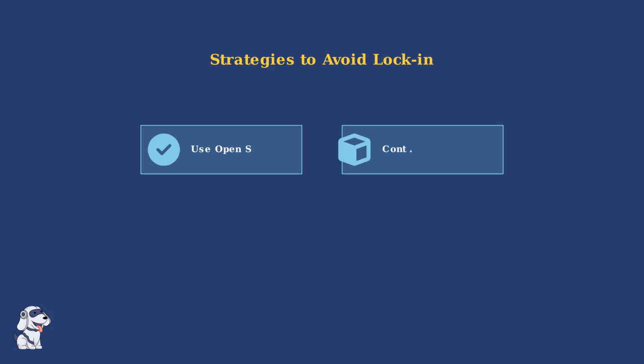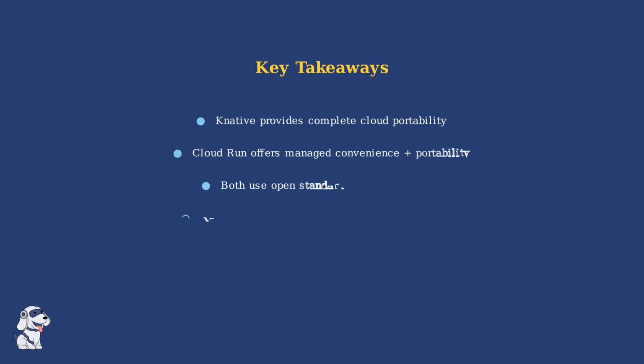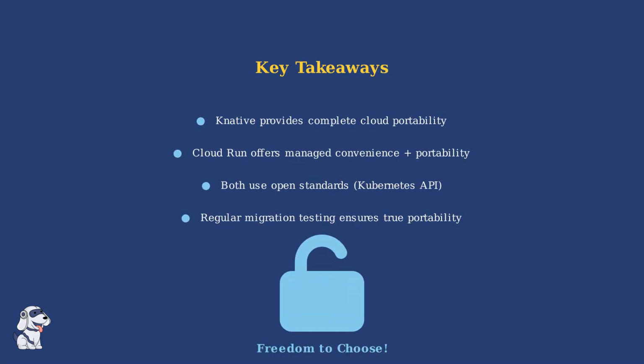Here are key strategies for avoiding vendor lock-in. First, use open standards like Native and Kubernetes. Second, containerize your applications for maximum portability. Third, avoid vendor-specific services when possible. And fourth, regularly test your migration capabilities. The key takeaway is that both Native and Cloud Run provide excellent protection against vendor lock-in. Native offers complete portability across any Kubernetes environment, while Cloud Run gives you managed convenience with the same portability benefits. Choose the approach that best fits your team's needs and operational preferences.